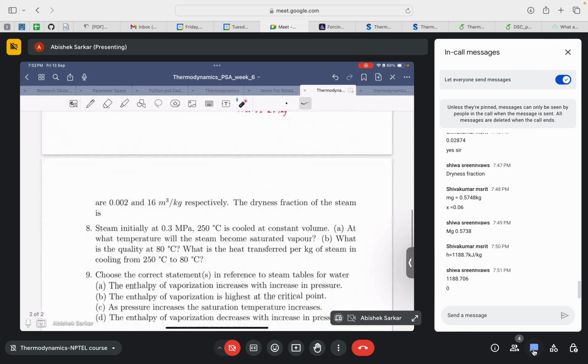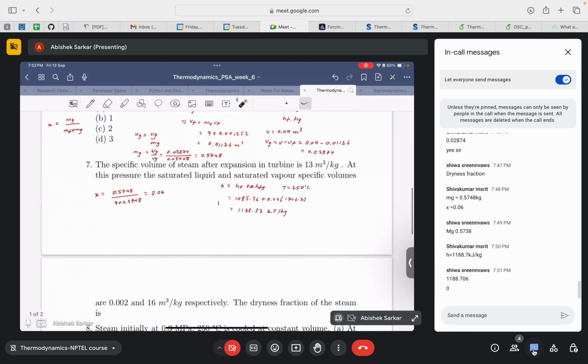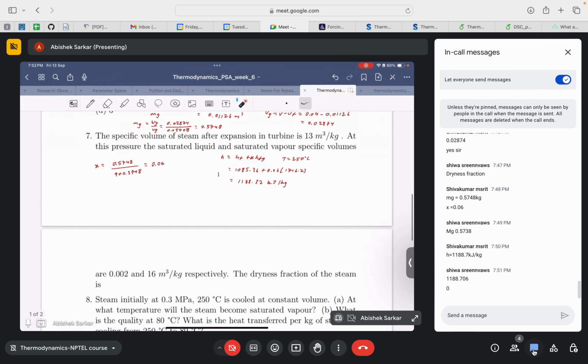Now let me see. Okay, now let us just solve question number 7. I think that would be all for today's session. The rest of the questions are quite similar. Let's look at question number 7. The specific volume of steam after expansion in the turbine is 13 meter cube per kg. At this pressure, the standard saturated liquid and saturated vapor specific volumes are 0.002 and 16 meter cube per kg.